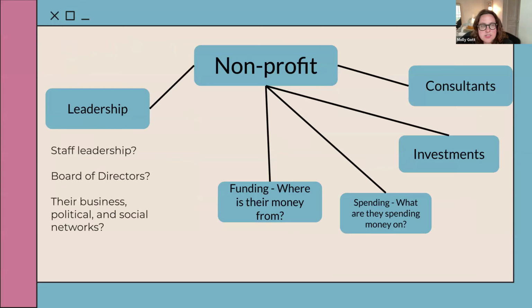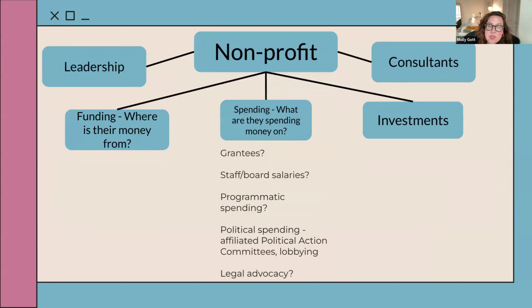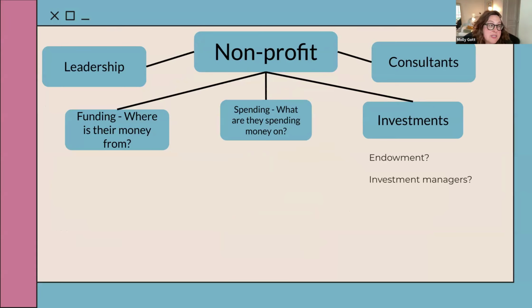But I just wanted to quickly also say that here's a little bit on what the different relationships or research questions we might be interested in about a nonprofit are. So their leadership, who's on staff, who's on the board of directors. Funding, where their money comes from. Is it from donors? Are there other revenue streams? What they're spending on. Is a particular nonprofit giving money as a grantor? What do they spend on staff and board policies? What kind of programs, legal advocacy, all that kind of stuff, as well as their investments themselves.